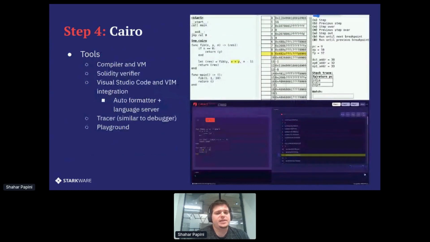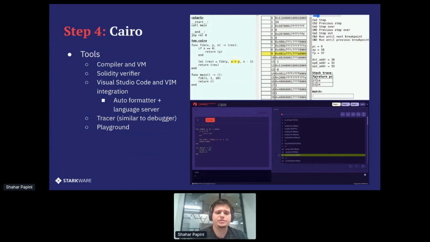So, like I said, we are developing Cairo all the time. We have a lot of tools for it. Obviously the compiler, we have the virtual machine, we have the Solidity verifier. It's also already deployed to mainnet in the Diversify setup. You can look at it today.